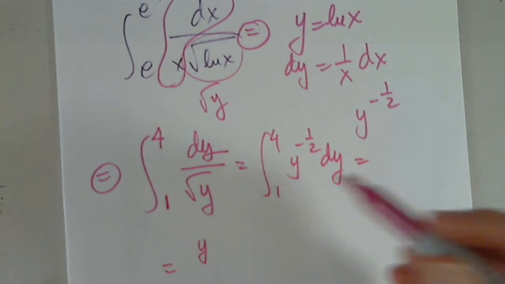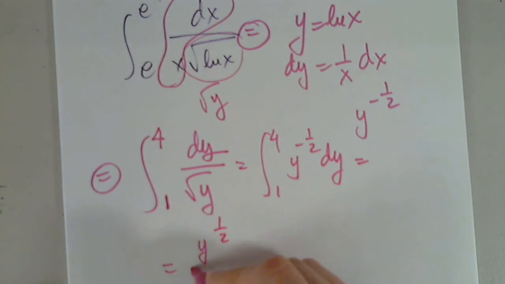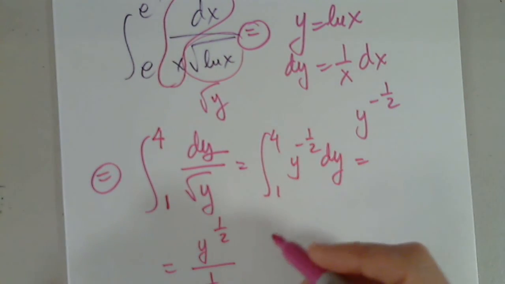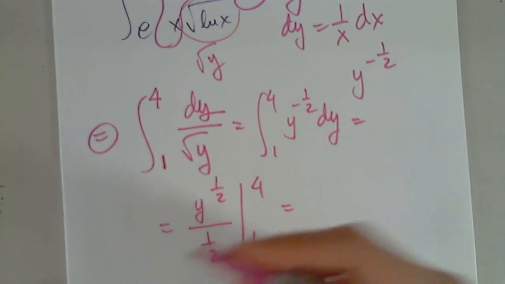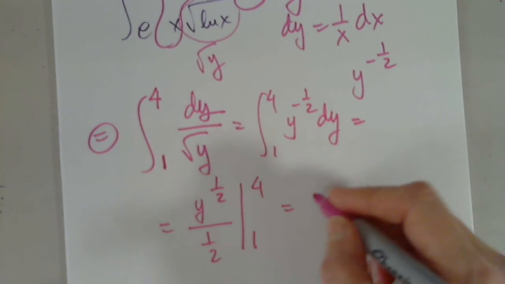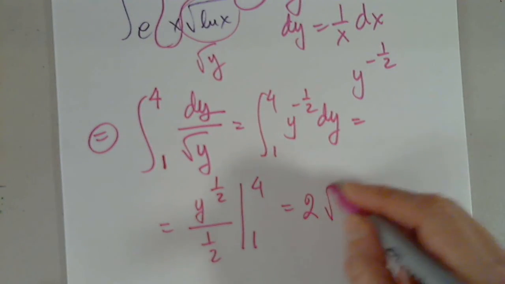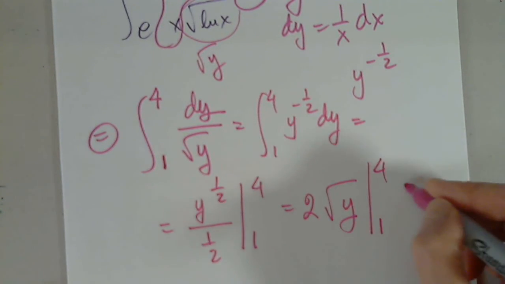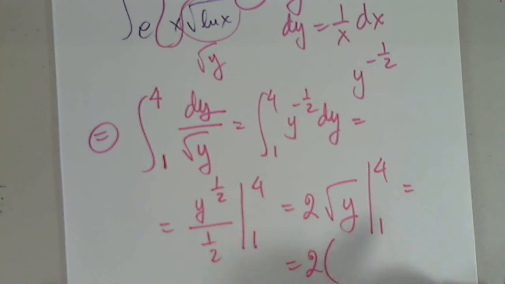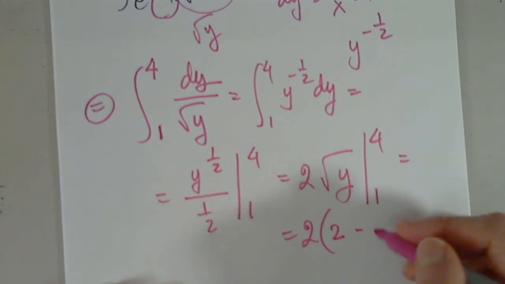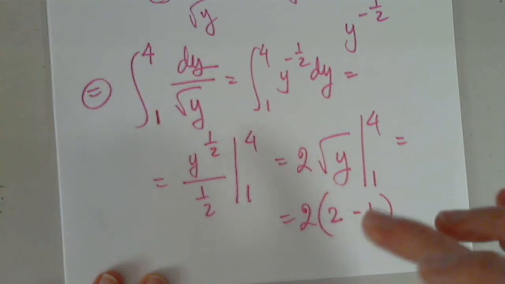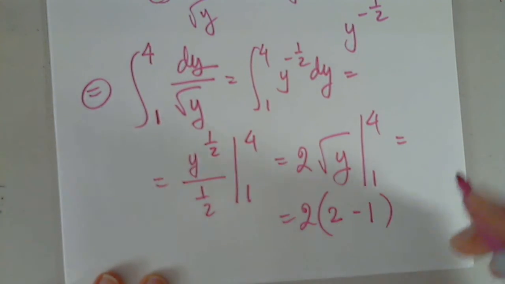So it's y to negative 1/2 plus 1, which is 1/2, divided by 1/2 from 1 to 4. And if I flip 1/2, I get 2. And this is the square root of y from 1 to 4. 2 stays outside waiting. The square root of 4 is 2, minus when I plug in 1, the square root of 1 is 1. 2 minus 1 is 1. 1 times 2 is 2.